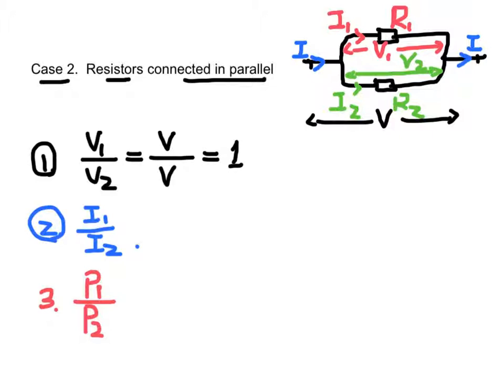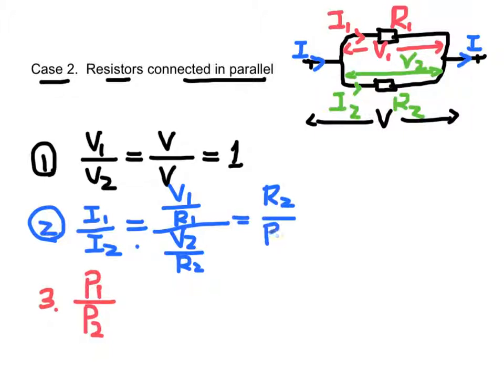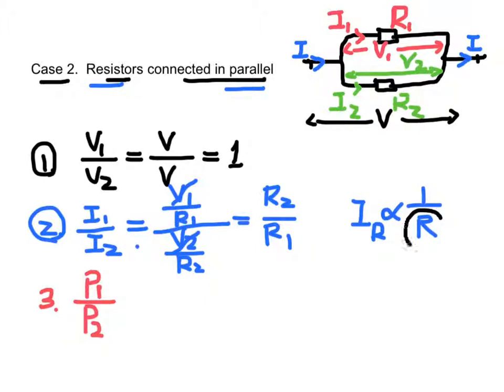Second, the ratio of the current I1 over I2 equals V1 over R1 over V2 over R2, which is equal to R2 over R1, because V1, V2 are the same. Hence, for resistors connected in parallel, the current in the resistors is inversely proportional to the resistance. That means a resistor with greater resistance will have smaller current.